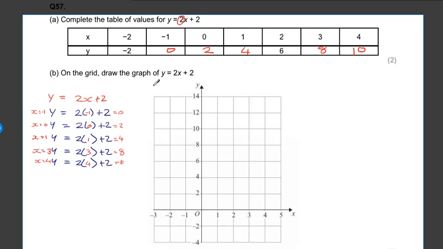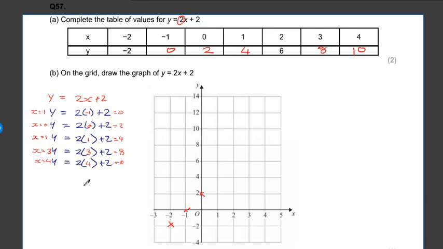Let's just plot the points. Minus 2, 2. Notice the scale here. The vertical scale, the y-axis, goes up in 2s, the x-axis goes in 1s. So be very careful of that. Go by the numbers, not by the grid. Minus 1, 0. It's here. Then 0, 2.